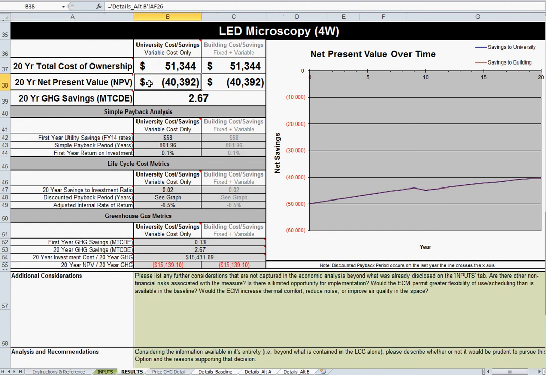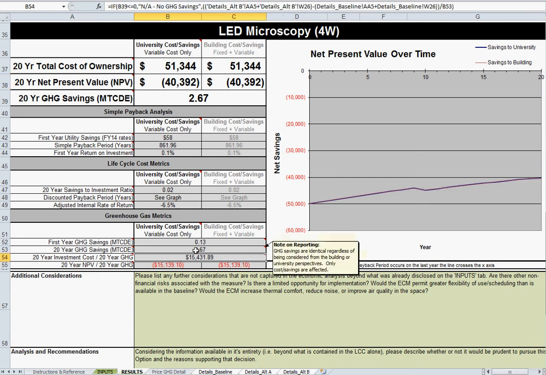We're losing money if we go with these LED microscopes, assuming they cost 100,000 or 50,000 or whatever I put in right there. This tells us, okay, well, we're still getting GHG savings though. So it's costing us $15,000 per greenhouse gas saved. Now we could compare that against other NPV negative projects.